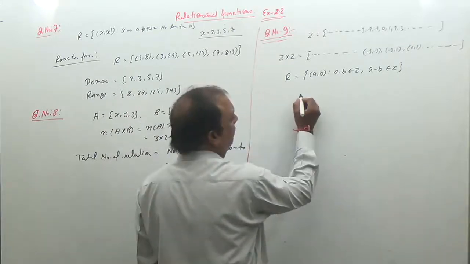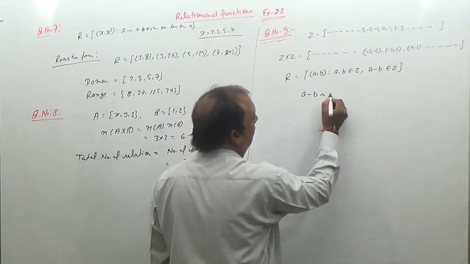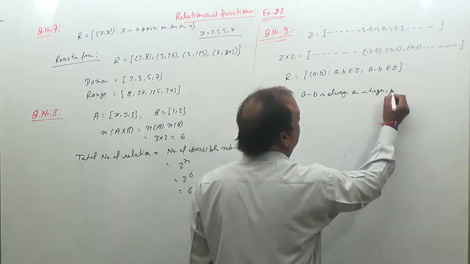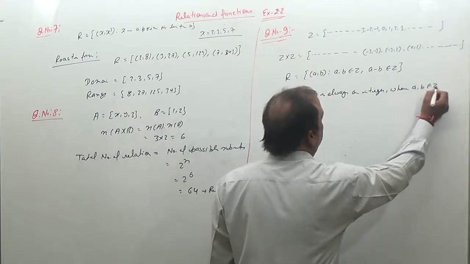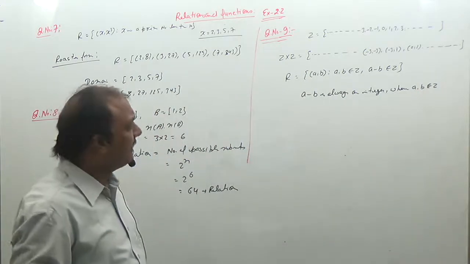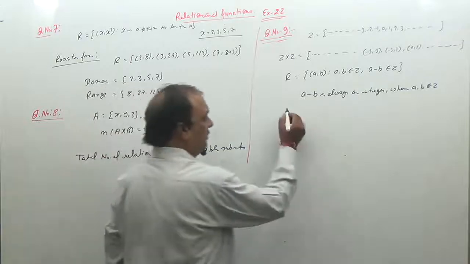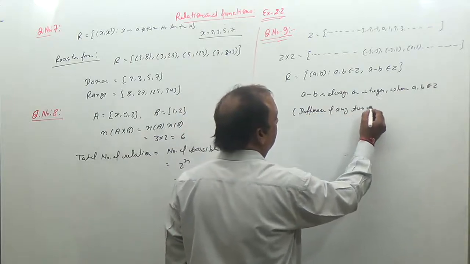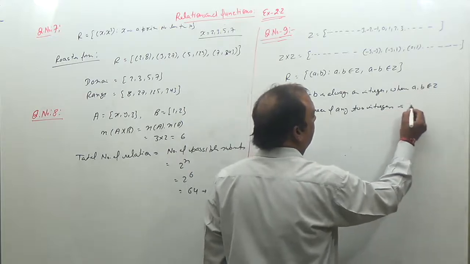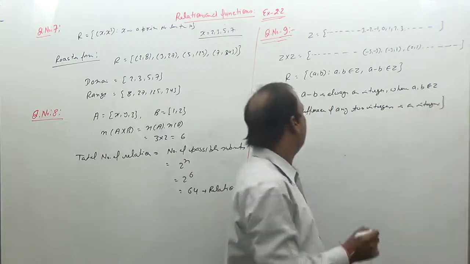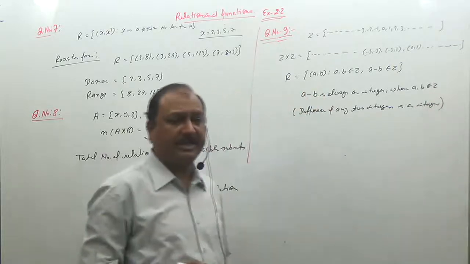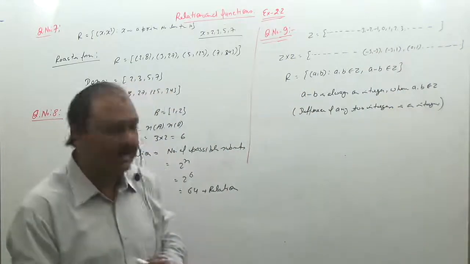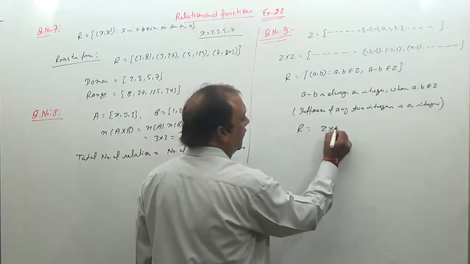Why? Because we know that a minus b is always an integer, where a and b are integers. So we know that the difference of any two integers is always an integer. We can also say here that the difference of any two integers is also an integer. So here, in all the ordered pairs, both numbers are integers. When we take the difference of the two, it will always be an integer. So that is, R is equal to Z cross Z.